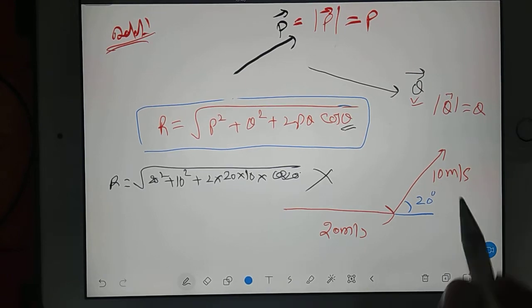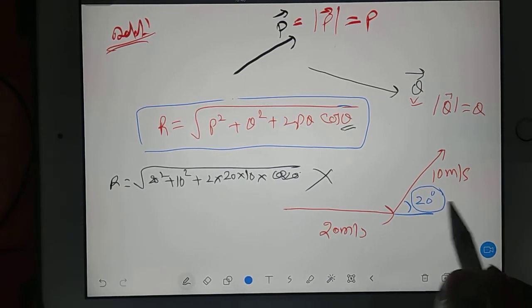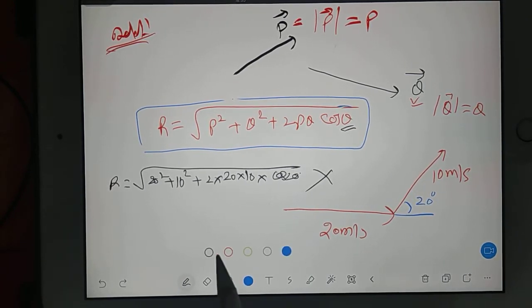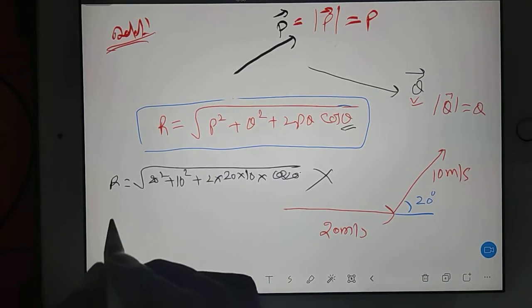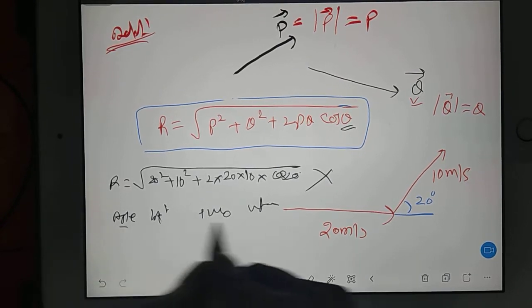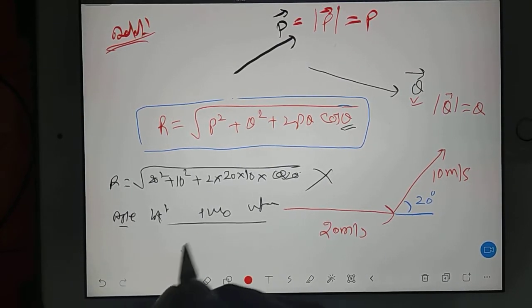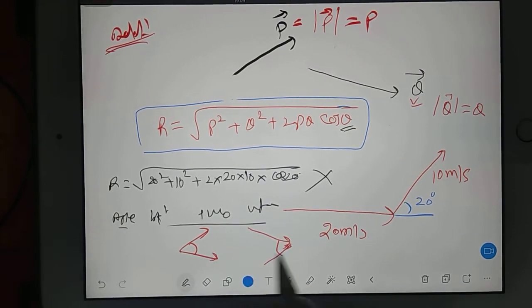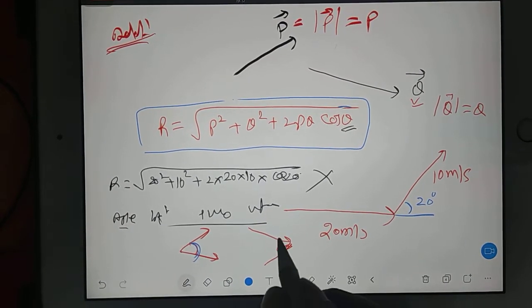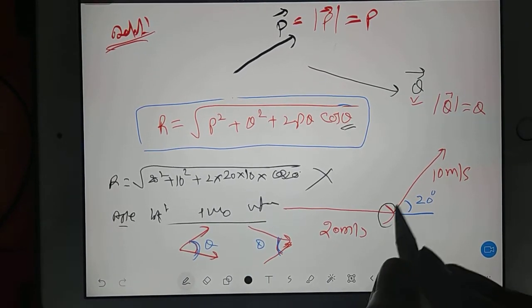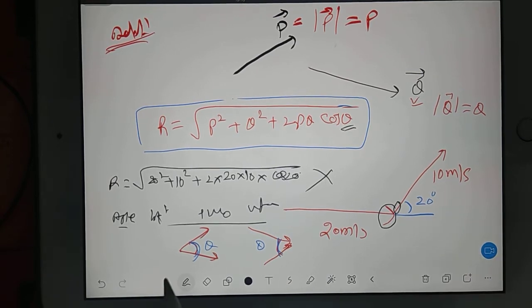Why a wrong approach? Because this 20 is not the angle between the two vectors. So how will you calculate the angle between two vectors? You can take the angle between two vectors only if their tails are matching or their heads are matching. Only tail and tail, or head and head, can define the angle. But in this question you see the head of this vector but the tail of this vector. So this 20 is not correct.